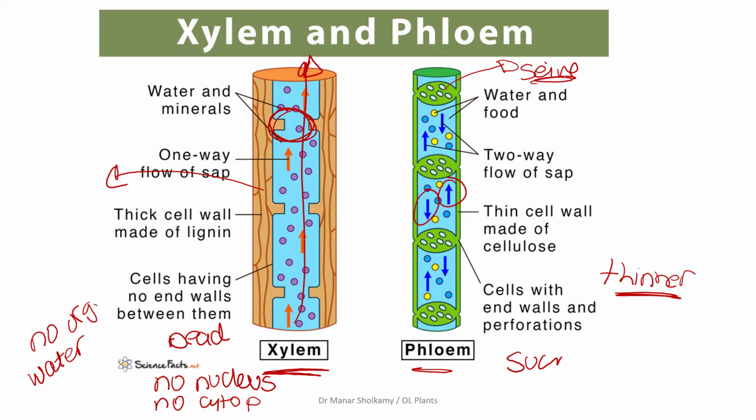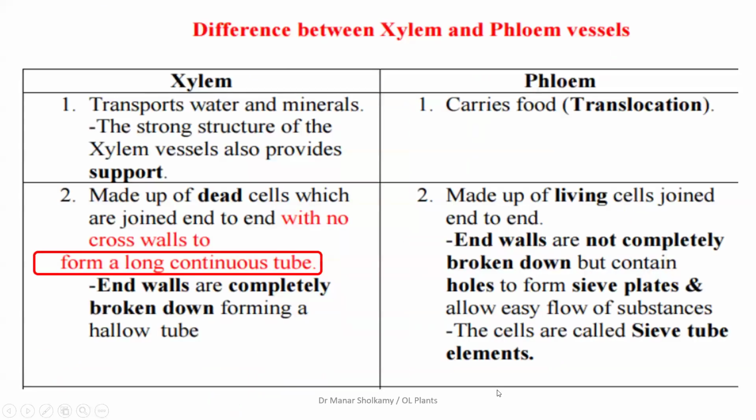Okay, so here I have sucrose and amino acids, two-way direction, thin cell walls made only of cellulose, no lignin in the phloem. And these cells with end walls and perforations. These are the perforations because they are incompletely broken down, creating something that looks like a sieve. Okay, and this is the table that I'm telling you about that will compare between the xylem and the phloem.